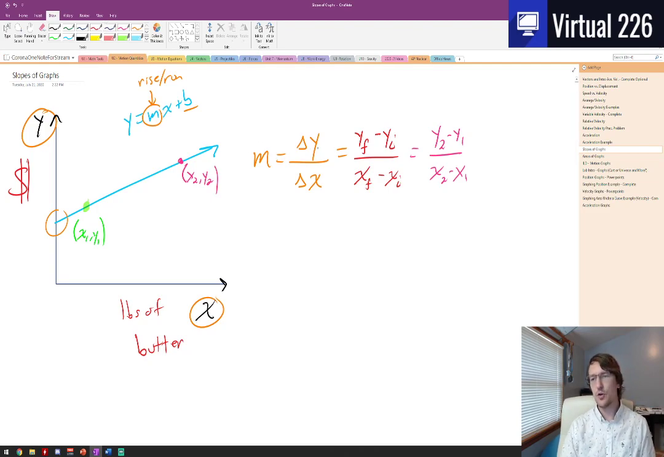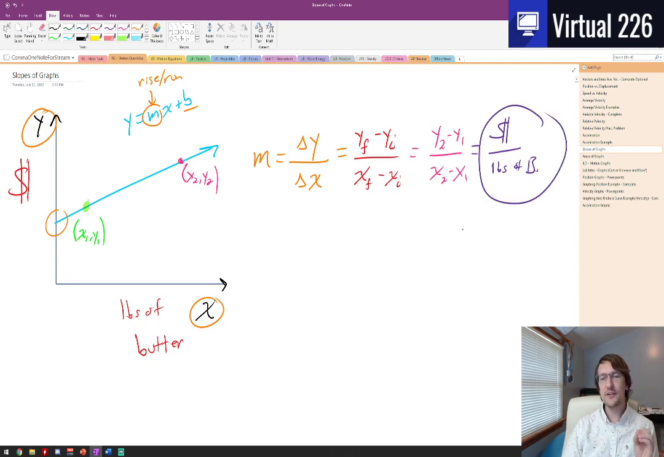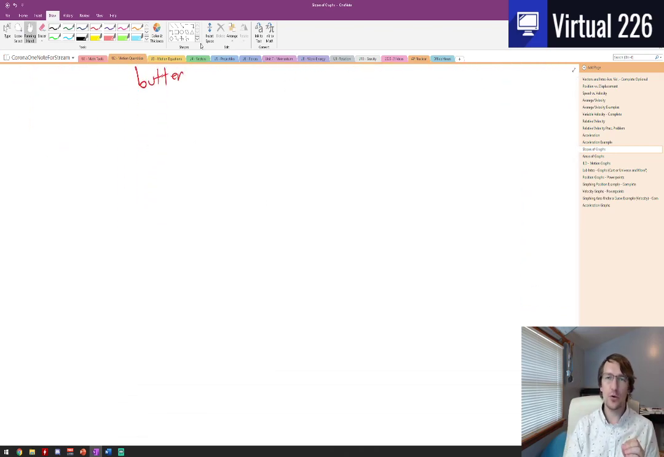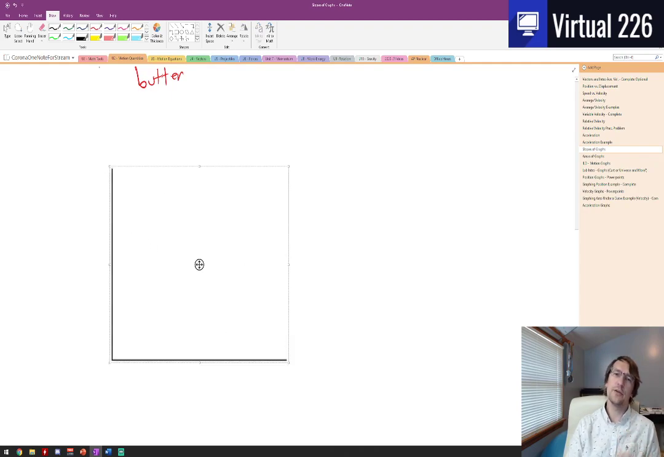When we think about the slope, we're thinking about the rise over the run. We're thinking about the y quantity over the x quantity, which means that the units of this slope are the y quantities over the x quantities, dollars per pounds of butter. Okay? This is what the slope physically means here. And this meaning of the slope is extremely important for us. The reason why it's extremely important is when we start talking about velocity graphs and position graphs.